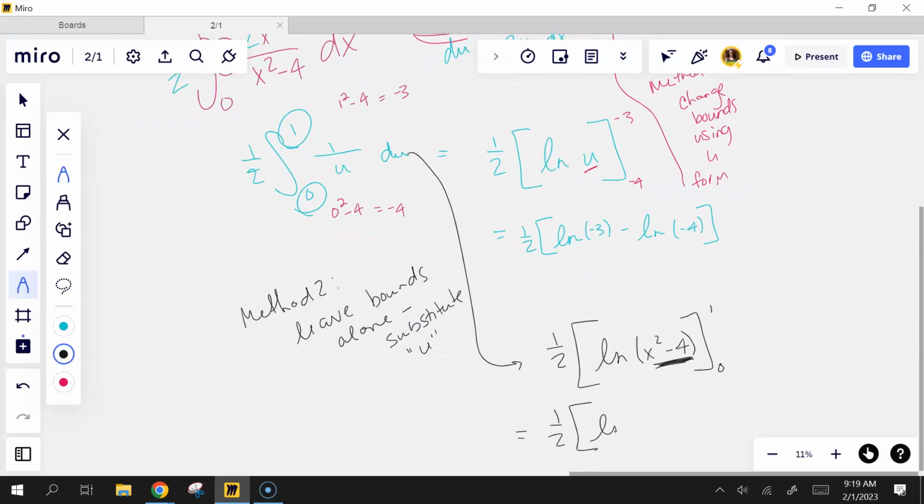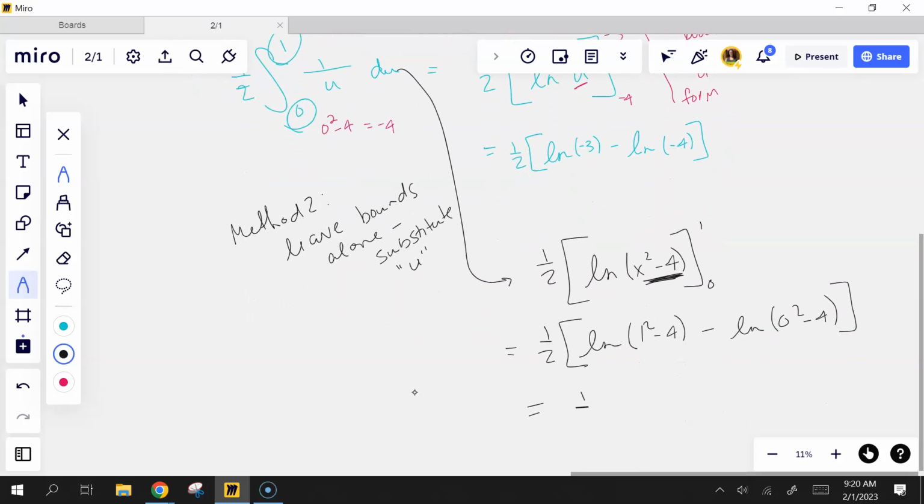This would be natural log of negative 4 whenever I put the 0 in. Oh, just kidding. I have to do 1 first. 1 squared minus 4, minus natural log of 0 squared minus 4, which is, of course, the same thing. Negative 3 minus.